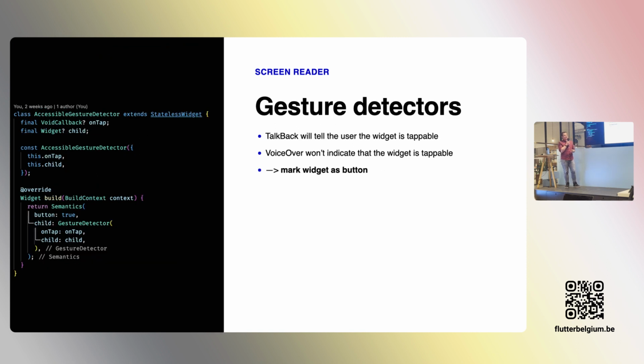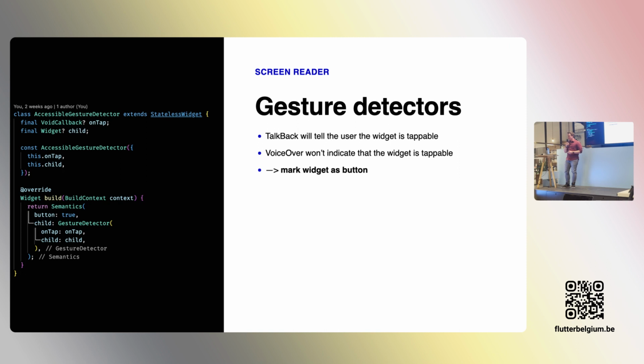The next thing is gesture detectors. We often use those if we want to make certain widgets tappable without using an InkWell. On TalkBack, the user will know that the widget is tappable, but on iOS, VoiceOver is not going to indicate that the widget is tappable. So for example, if you have a tappable card, VoiceOver will just read the text inside of it, but it will not say that the card is tappable.